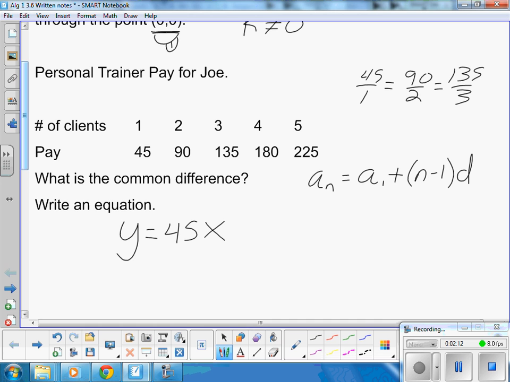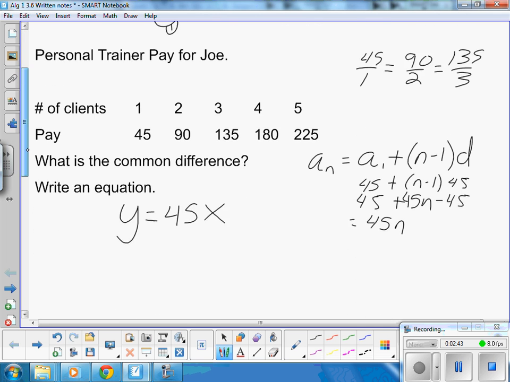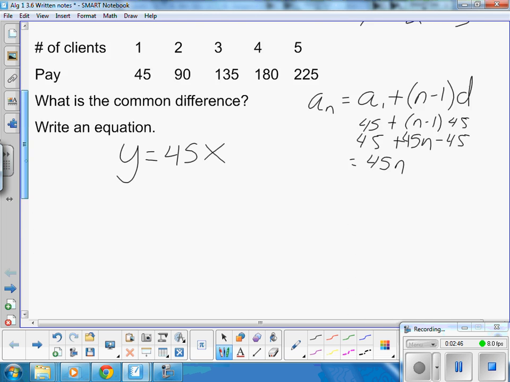Again, over here, if you did it real quick, it would be 45 plus n minus 1 times d, which is 45. When I multiply that out, I get 45 plus 45n minus 45. The two 45s cancel each other out, and I just get it to equal 45n, which is, again, y equals 45x. So we have the equation in the form y equals kx. It is y equals 45x.